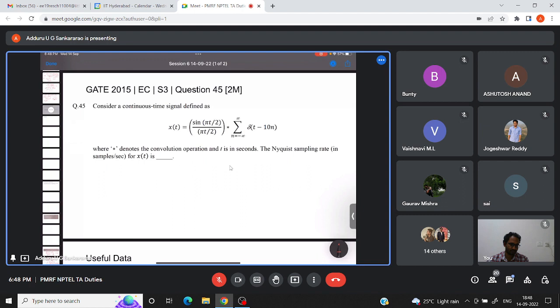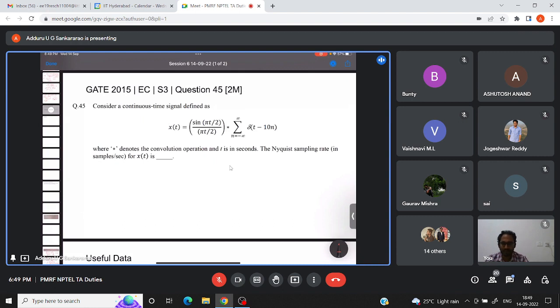Now I think we'll start digital next class. So we'll see some other problems now. This is another problem given in GATE 2015 ECE set 3 for 2 marks. This is on sampling. I think I have covered sampling in earlier classes, on 17th and 24th of August. So we'll try to directly solve the problem here.